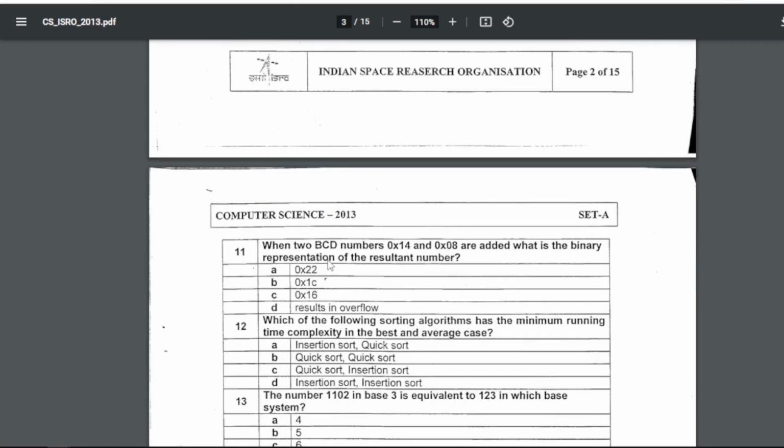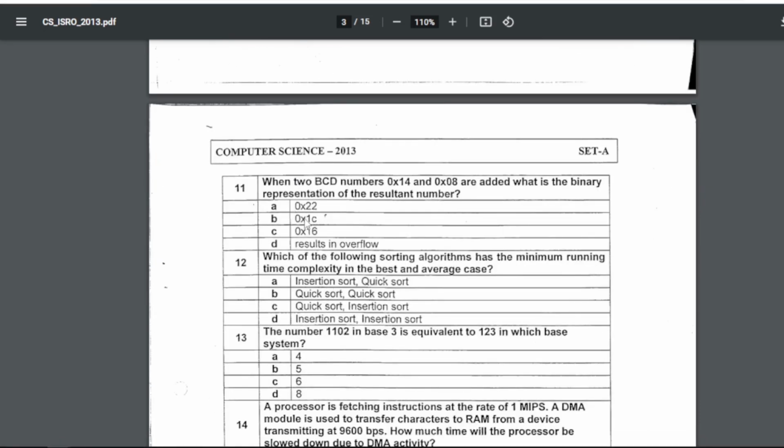Now question number 11: when the BCD numbers 0x14 and 0x08 are added, what is the binary representation of the resultant number? If you solve this, you will get the answer as A, that is 0x22, right? Because BCD numbers are binary coded decimal numbers in which each digit of the number is separately represented as a 4-bit binary number. So if you solve this expression, you will get the answer as A, that is 0x22.